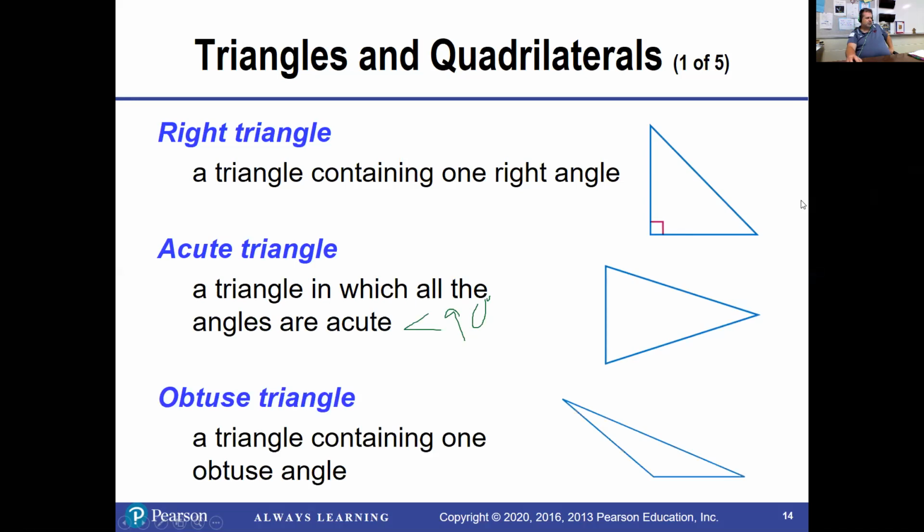And you have obtuse, containing one obtuse angle. Now, that obtuse angle has to be greater than 90, but less than 180. Okay, so it's in between 90 and 180.